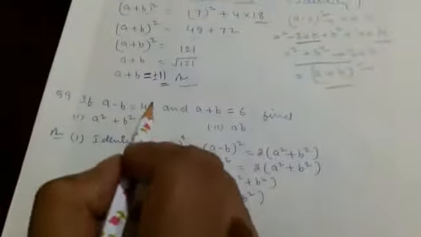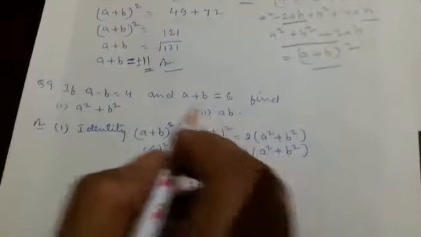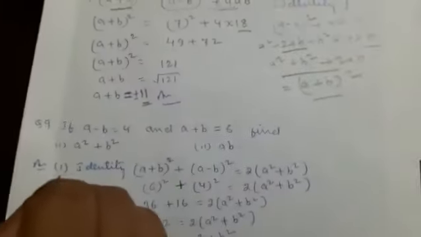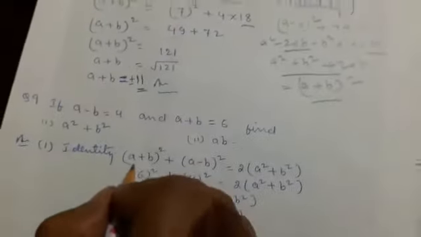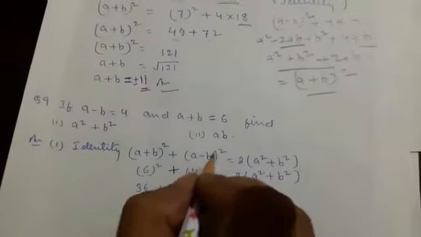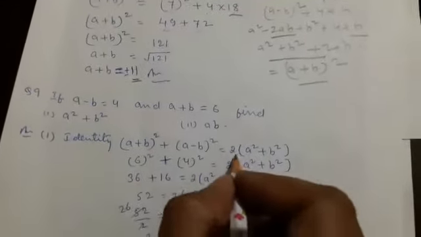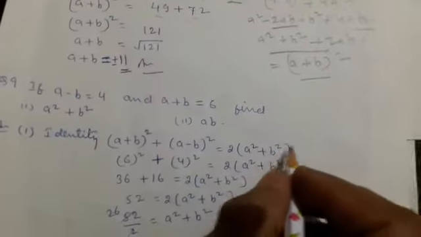Next question number 9. If a minus b is equal to 4 and a plus b is equal to 6, find first part a square plus b square and second part ab. Let us see the first part. Identity, here we are going to apply (a plus b) whole square plus (a minus b) whole square is equal to 2 times (a square plus b square).